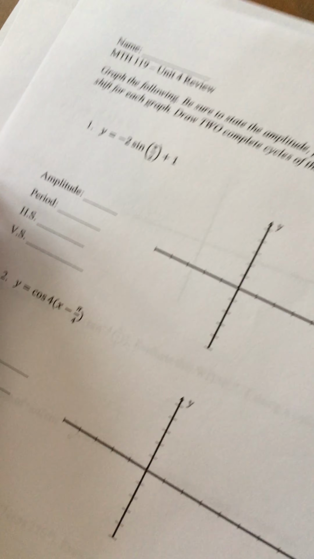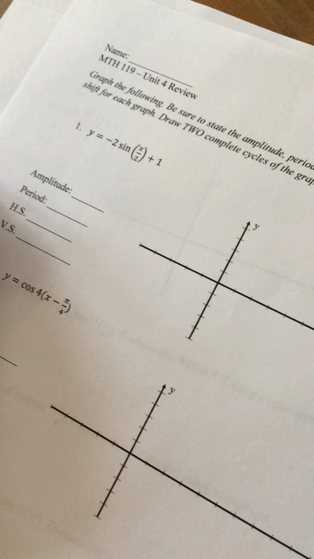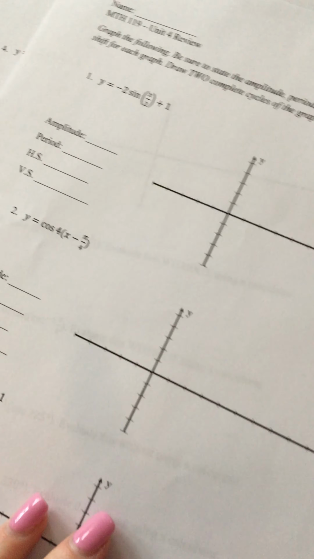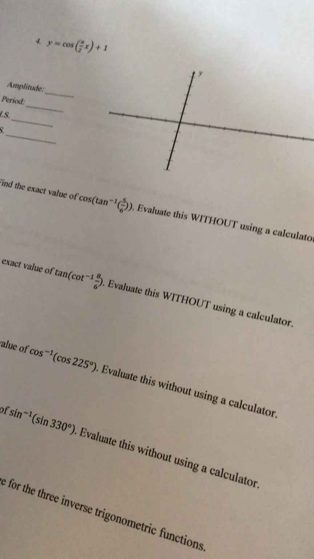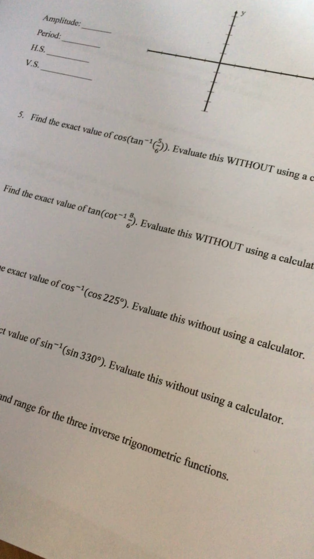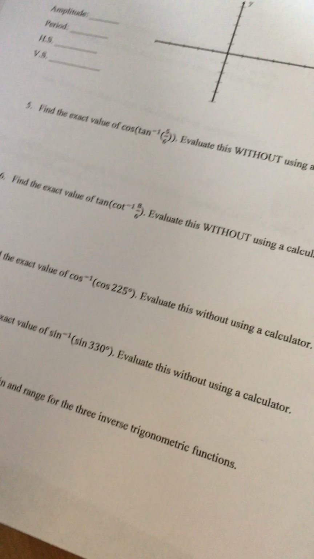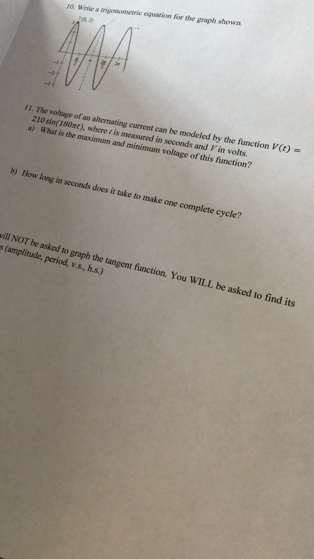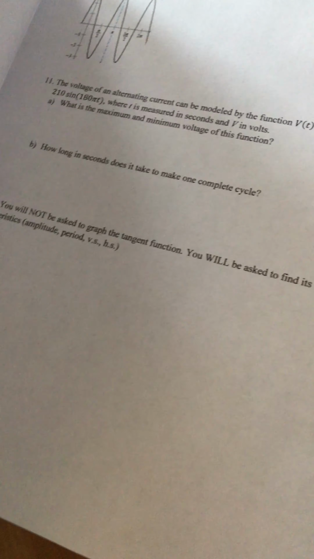Okay, so the next couple videos, I'm going to just be going through the review that we would, in theory, be going through in class. The first four problems are just graphing sines and cosines. We got a couple of inverse trig functions and domain and range for the three inverse trig functions, and then there's a 4.5 and 11 is a 4.5 too.